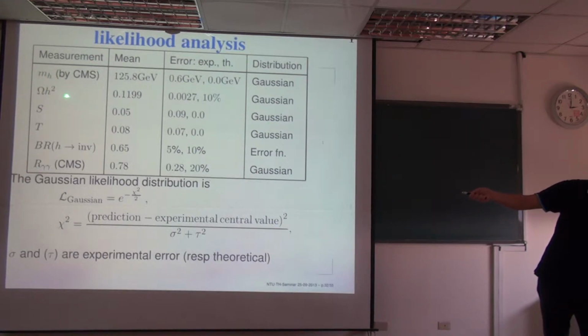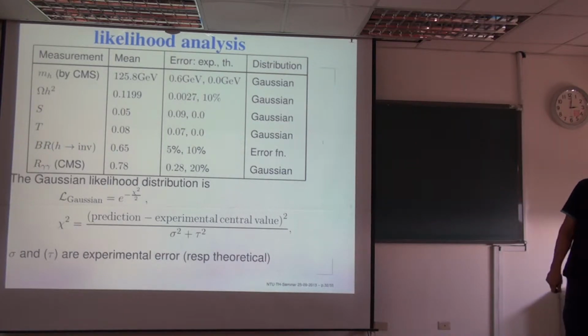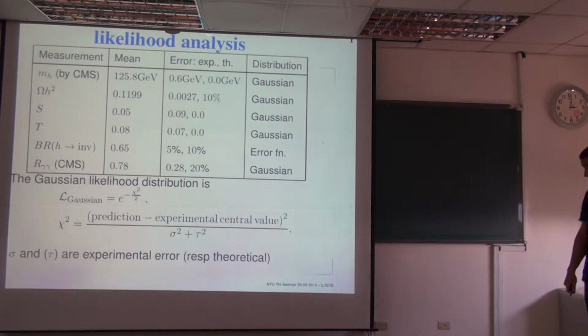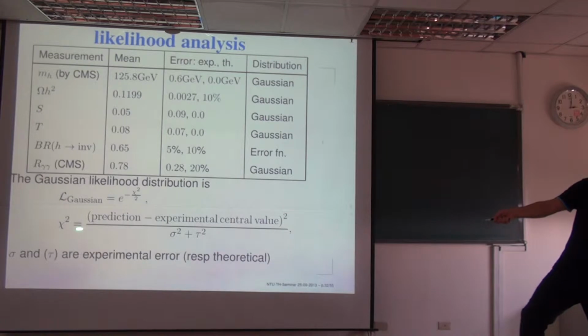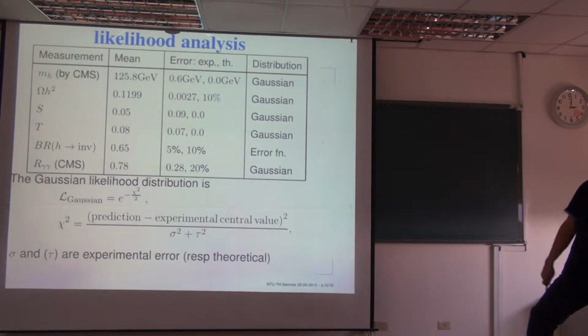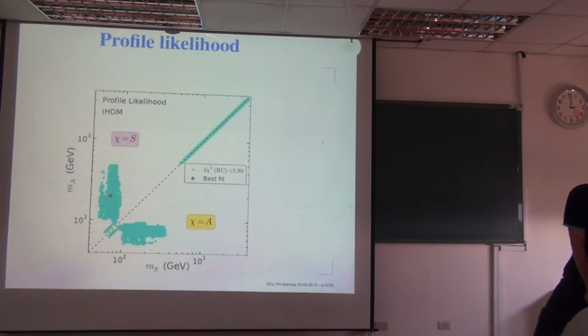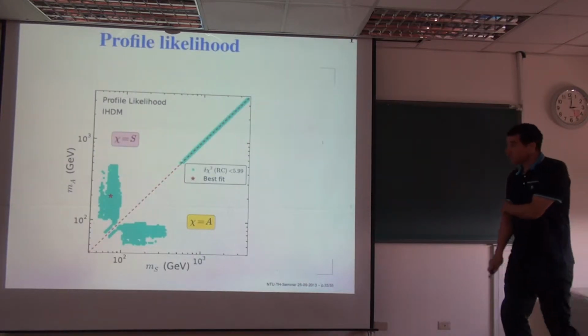So in it, relic density, S parameters and T parameters. And we also include this branching ratio of the invisible Higgs. We just use the experimental upper limit, 65%. And also we use the CMS number for Higgs to gamma gamma. This is the likelihood, how it looks, and this is the chi-square. So everything is Gaussian, except here we include this error function. And so the profile likelihood for this model looks like this.